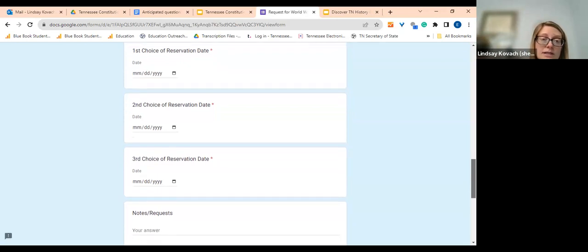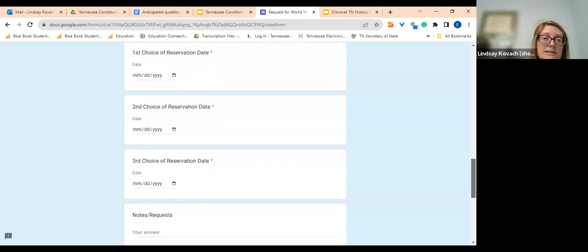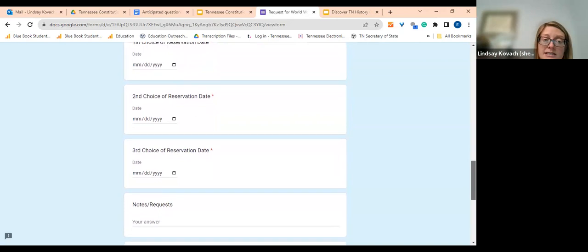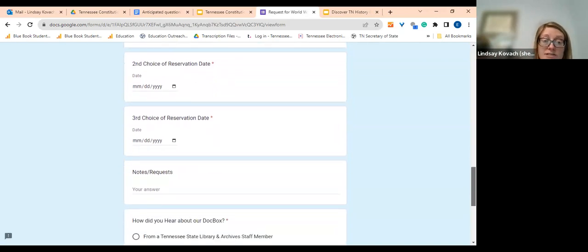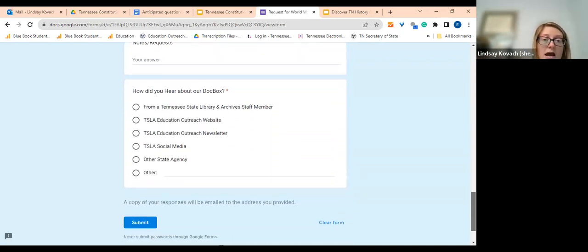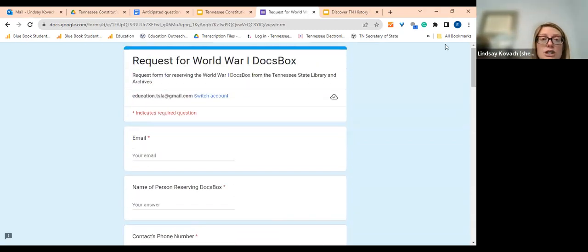So if you could please just put those 3 dates that you would like, and hopefully they will be 3 different weeks, not just 3 different days in the same week. Because if it's not available on a Monday, it's not going to be available on a Wednesday either of that week. And then you submit it, and Gina will be in contact with you to hopefully get you one of your 3 choices that we have available.